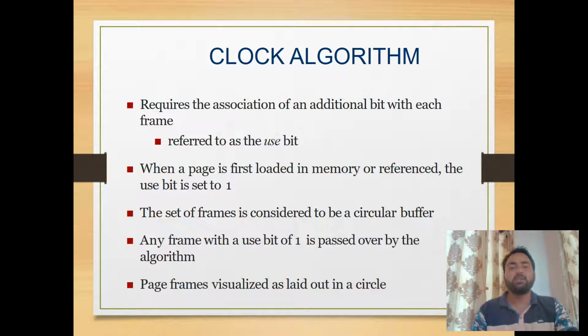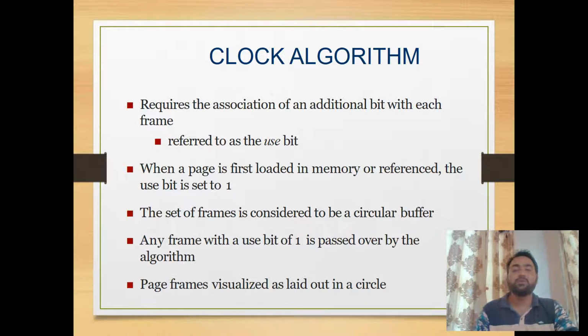We call this additional bit the use bit. When a page is first loaded in memory, that means a particular page is referenced by the system, the use bit is set to 1, showing that it has been referenced. The set of frames is considered to be a circular buffer. The frames in the physical memory are organized into a circular buffer, and any frame with a use bit of 1 is passed over by the algorithm. That means any frame having the value 1 for the use bit will not be picked up as a victim frame. That means it will not be replaced by the desired page. For replacement, the use bit value must be 0.